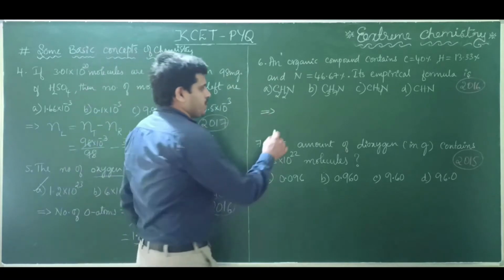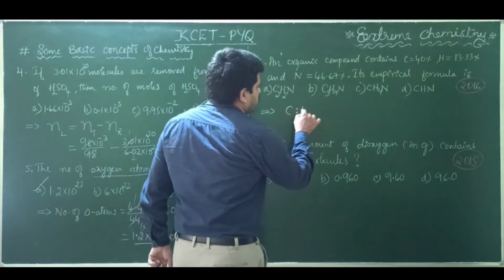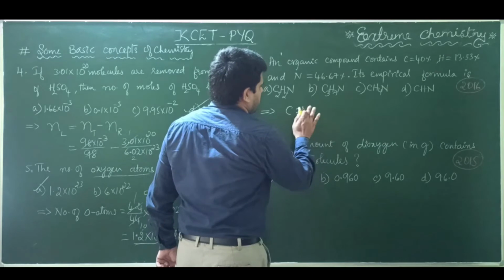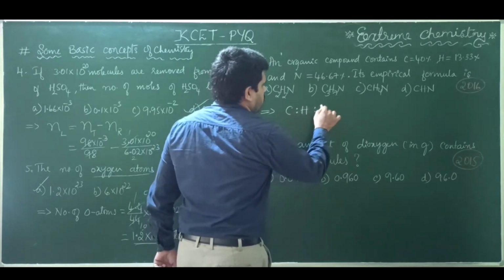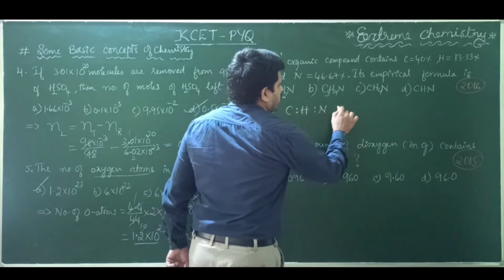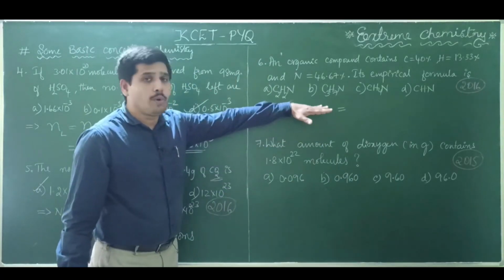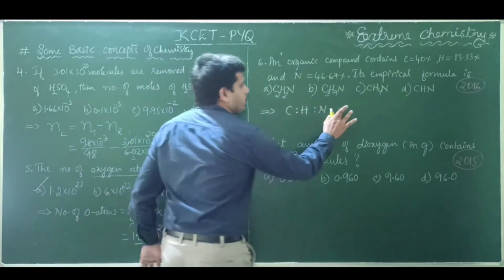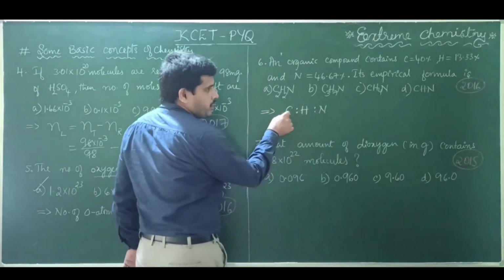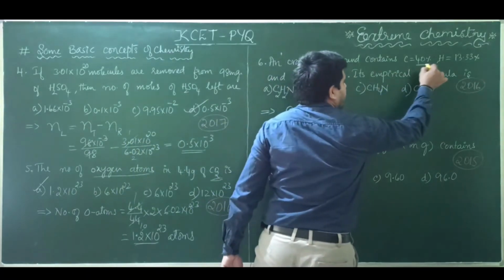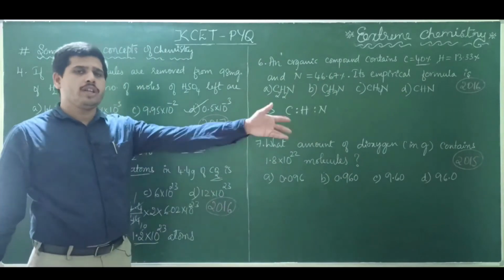How? Just observe. Okay, so you write the ratio of the atoms given: carbon, hydrogen, nitrogen. Now I'll write that. Carbon, hydrogen, nitrogen molar ratio to be found out. So for that, what you're supposed to do? Divide the percentage by atomic mass. That will give you the mole ratio.